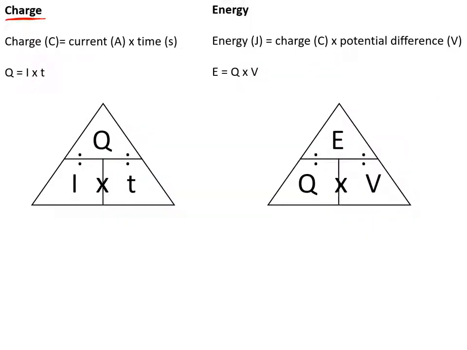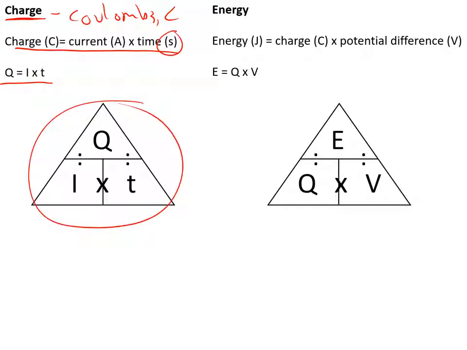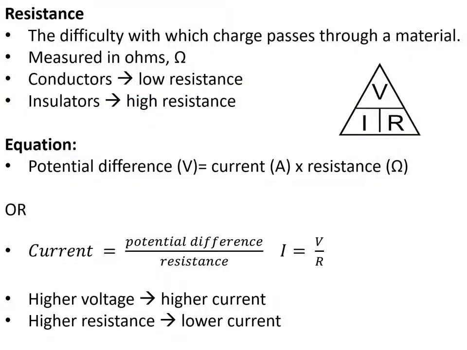Charge is the total amount of electricity that's flowed around a circuit, and it's measured in units of coulombs, capital C. And to calculate it, we do charge equals current times time. Again, make sure time's in seconds. The symbol version of that is Q equals IT, and there is the equation triangle. Energy transferred by a circuit: energy equals charge times the potential difference, charge in coulombs, potential difference in volts. E equals Q times V, and again here is the equation triangle.